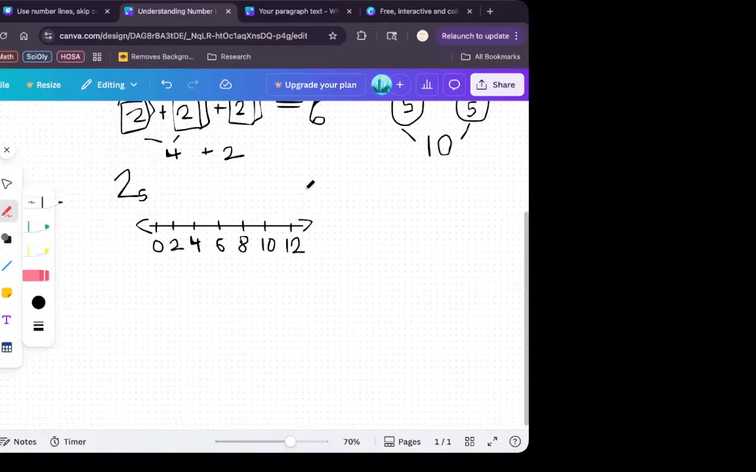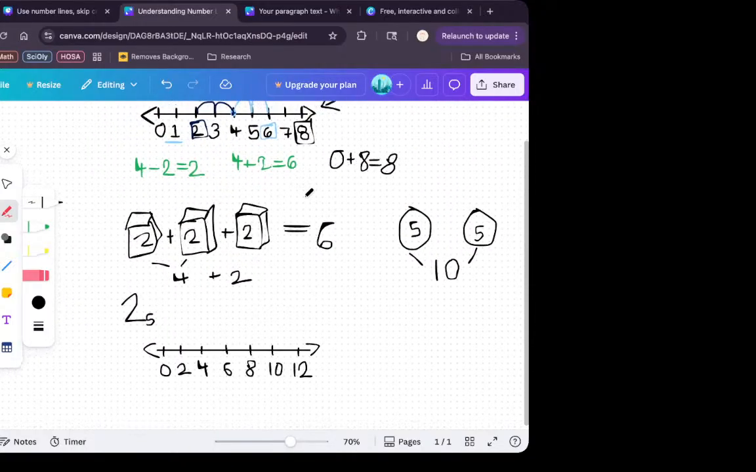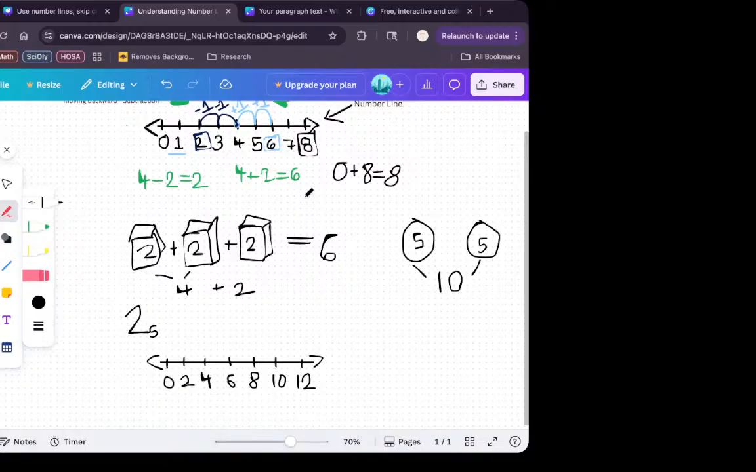Now, before I continue, can you guys tell me, or think to yourselves, or write in your notebook, what is the main difference between this number line and this number line?